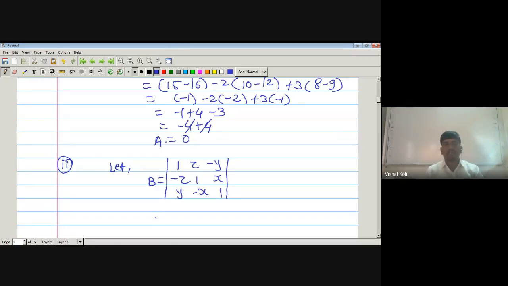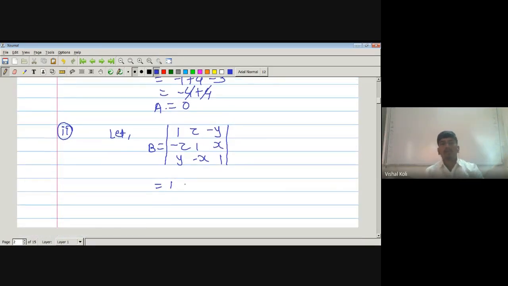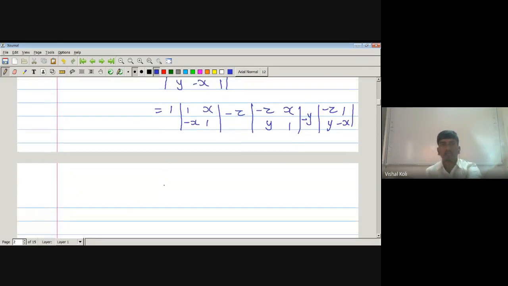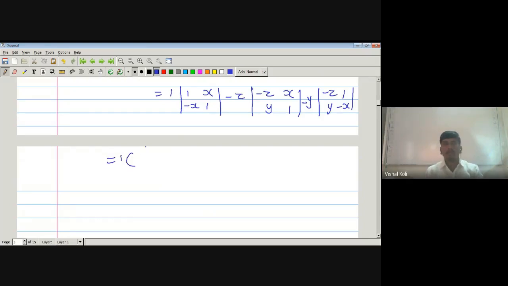Okay, so its value is nothing but, again we will choose the first row, which is 1 into (1·x − (−x)·1 − z) ... 1 into 1 into 1 minus of x into x, minus x squared, minus of minus, so we will take after minus of z.